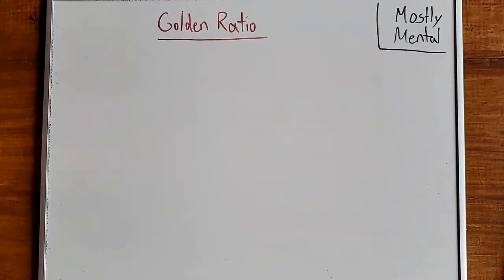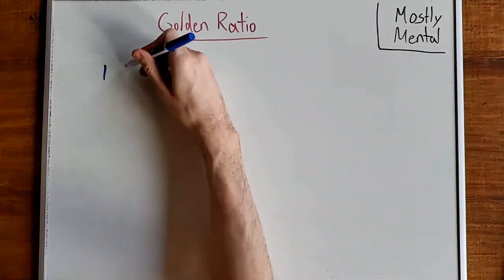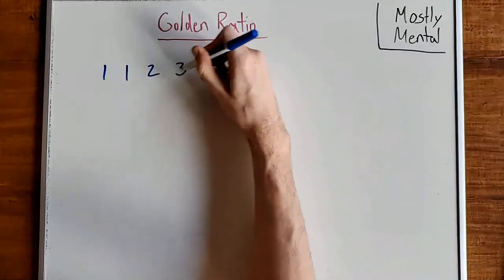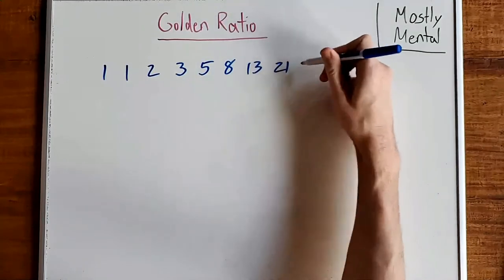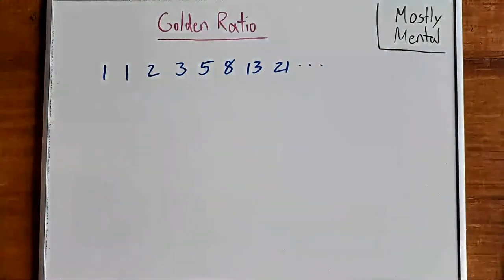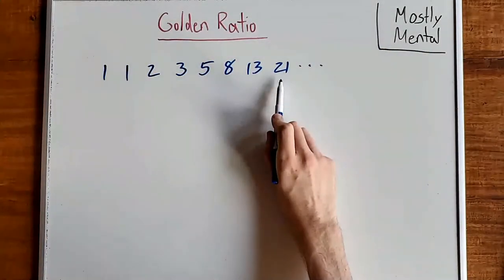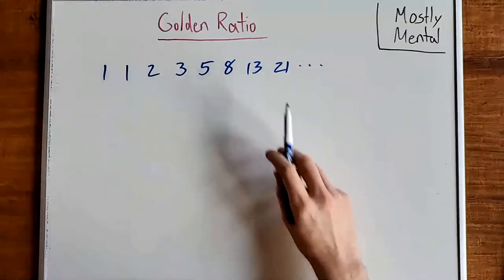Today, I'd like to take a brief digression from my series on combinatorics to explore the Fibonacci sequence and its relation to the golden ratio. Recall the Fibonacci sequence is given by 1, 1, 2, 3, 5, 8, 13, 21, and so on, where each of these terms is the sum of the two before it.